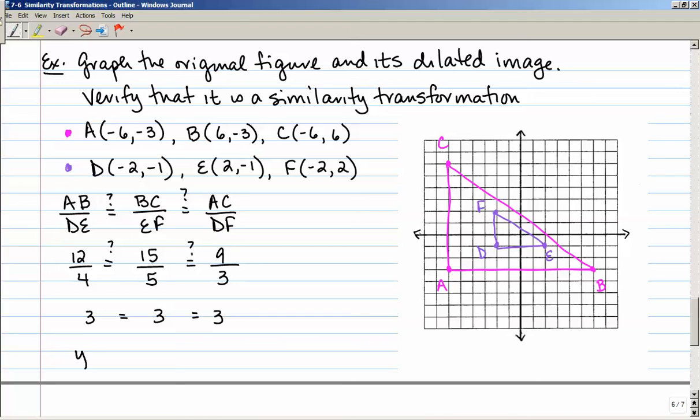Add that to the bottom here. Yes, triangle ABC is similar to triangle DEF by the SSS similarity. So when it asks you to verify that it's a similarity transformation, for the most part you're going to be using SSS and either count if they're horizontal and vertical lines on the coordinate plane, or use the distance formula if they are slanty lines.